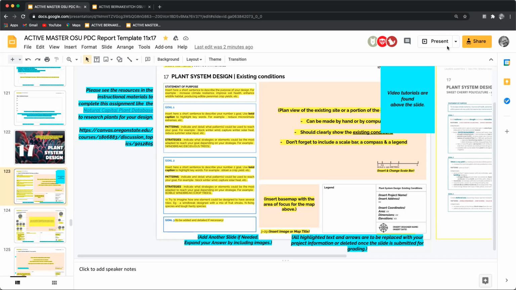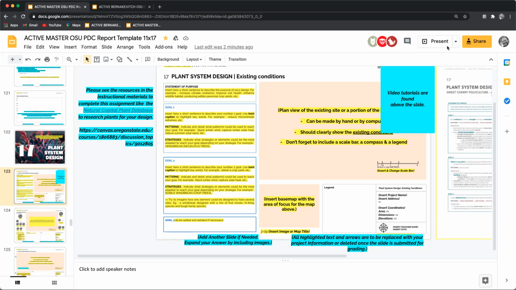So in this first overview, we want to get a sense of the statement of purpose. What's this design supposed to do? Why is it there? What's the purpose of it? Next, we're going to take a look at a few goals. What are the big goals of this area, this site? What's the big idea? Then we want to know what are the patterns around this goal.